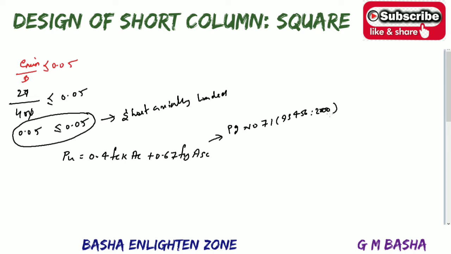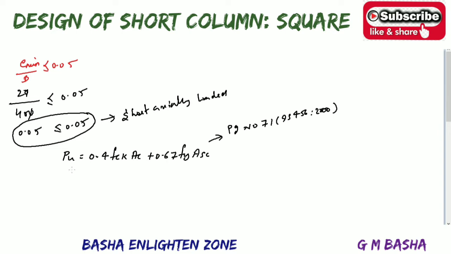So whoever is watching this video directly on my channel will get confused about in what way I am taking all these things. If you are coming from the step by step examples 1, 2, 3 like that, then you will get a clear idea why I am telling all these things and in what way I am taking all these formulas. Okay, so this one will be equal to 0.4 fck Ac.